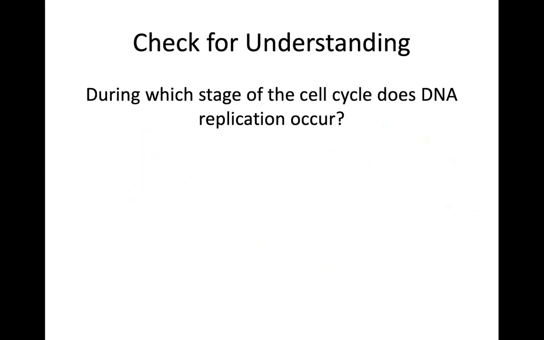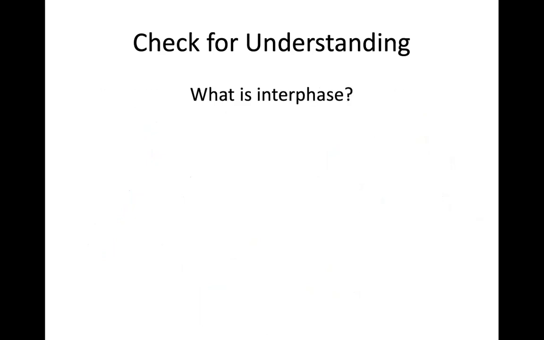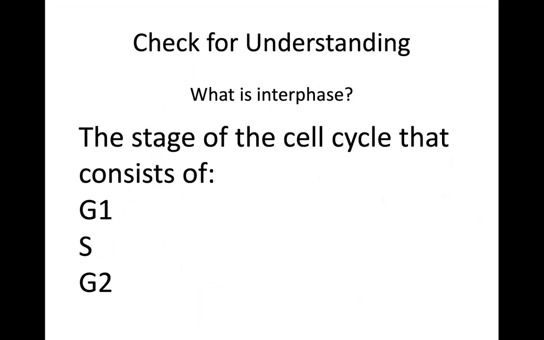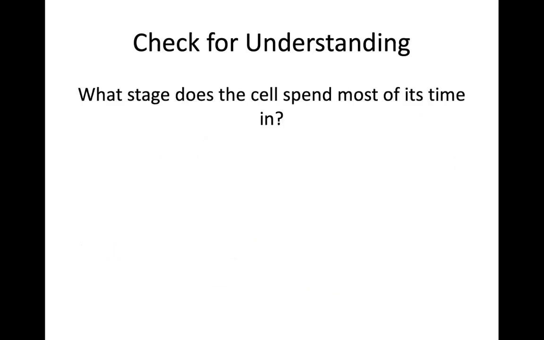During which stage of the cell cycle does DNA replication occur? The S phase of interphase, okay? What is interphase? Which are G1, S, and G2. What's G stand for? Gap. Good. Okay, so G1, S, and G2. So gap 1, the synthesis phase, and gap 2.